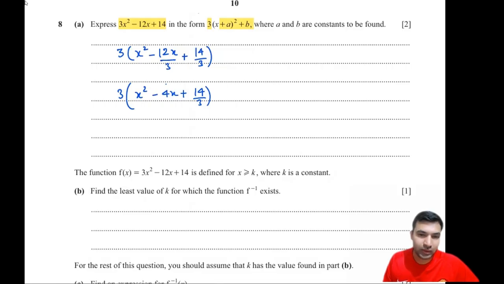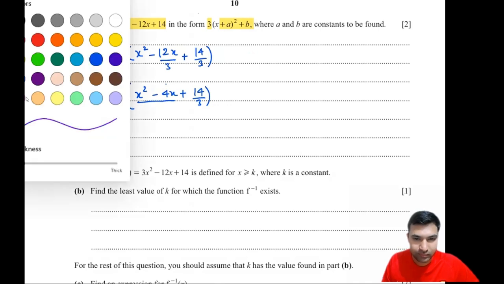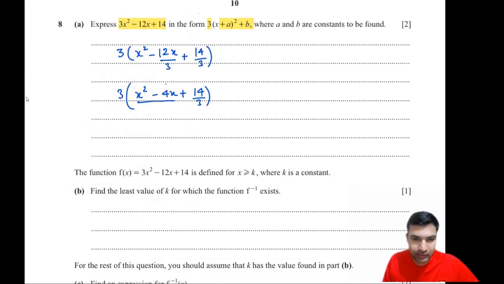Now, x squared minus 4x, how do you complete the square for this? Let me use a different color. So x squared minus px can be written as x minus p by 2, whole squared, minus p over 2 whole squared. Here the p value is 4, so 4 over 2 is 2. Complete thing squared, put brackets with 3 outside, and minus 2 squared. And the remaining constant stays as it is, 14 over 3.